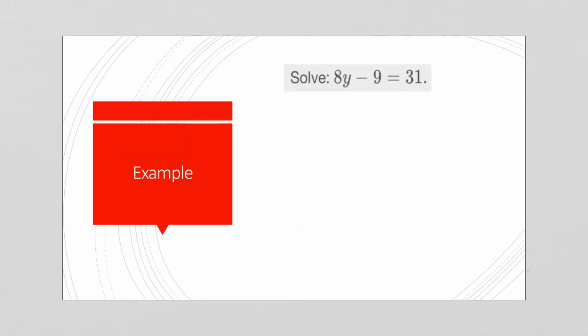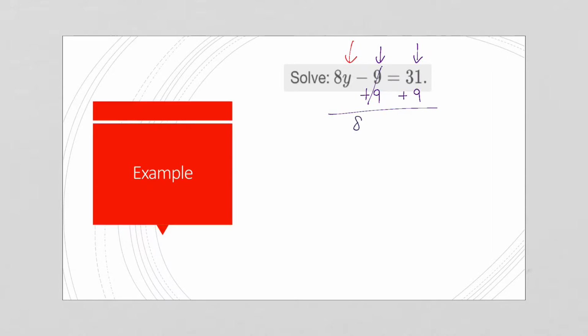All right, same thing is going on here. I have variable term right there. I've got constant term right there and right there. I'm going to place all of my constants on the right-hand side. I'm going to leave my variable term on the left-hand side. So this time I need to add 9 to both sides.